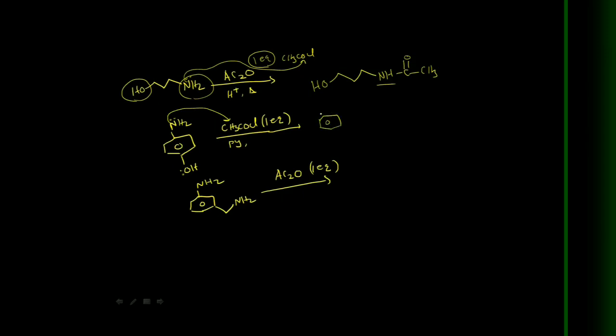Okay, N-acylation. That means here the hydrogen of the NH2 is replaced by the COCH3, that is an N-acylation, because NH2 is more nucleophilic. So generally it is called paracetamol. It is a preparation method of paracetamol.